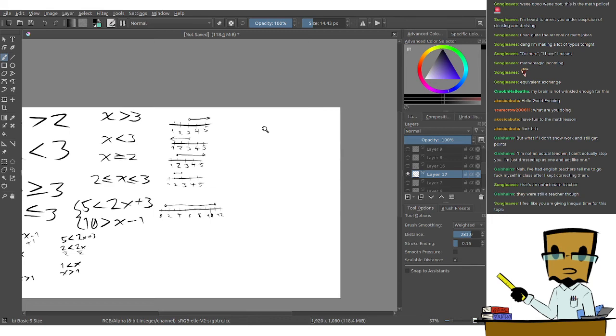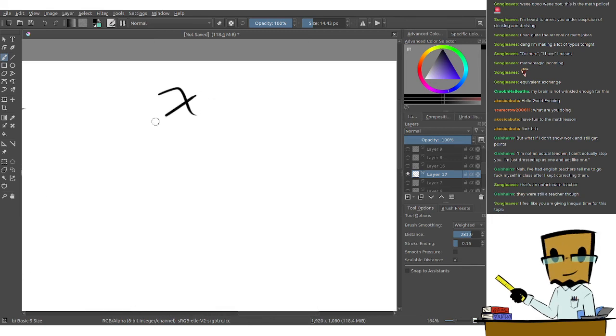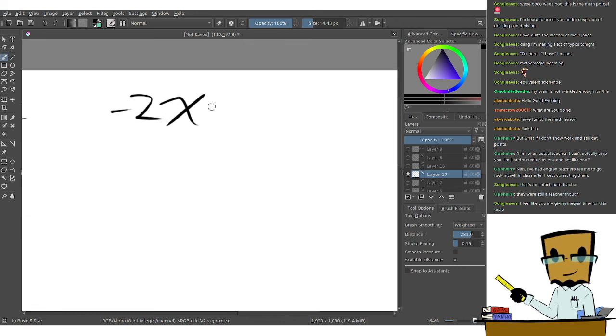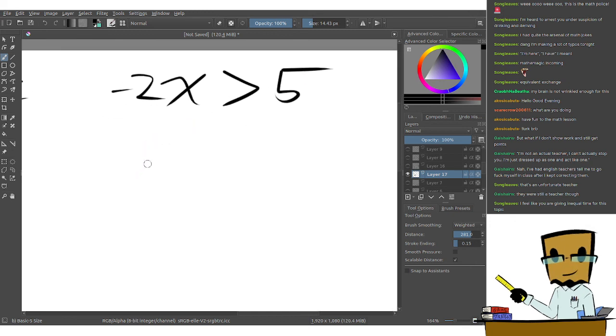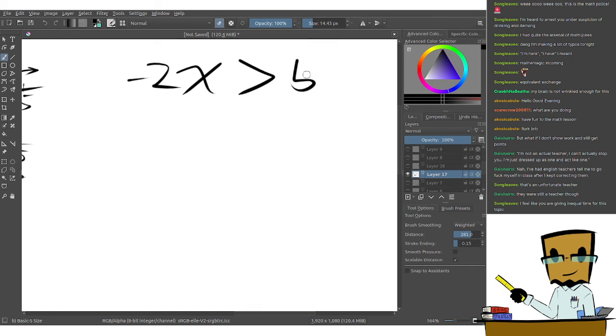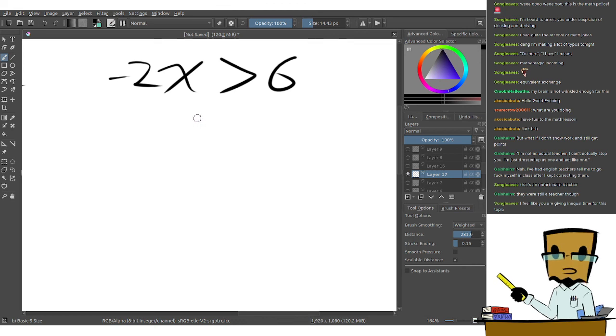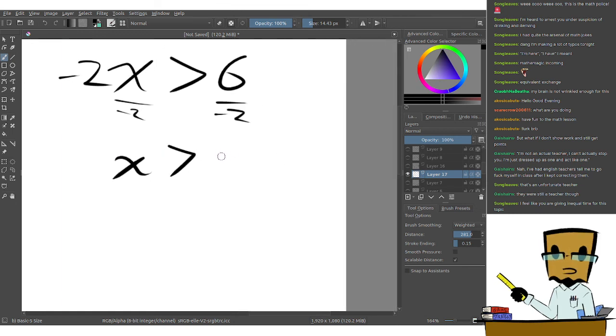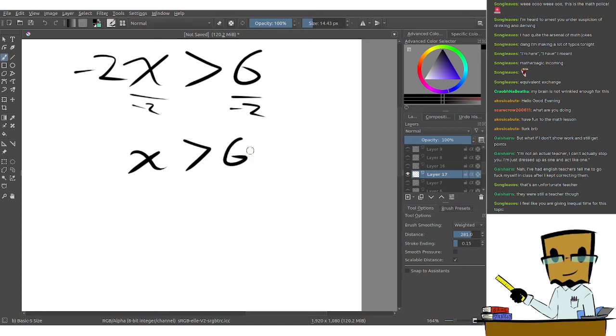I should touch briefly on negative numbers. So negative 2x is greater than 5. Let's do 6. So it's nice numbers. So we'll divide both sides by negative 2. So let's do this wrong. There you go. So let's say we come up with the answer x is greater than 6.